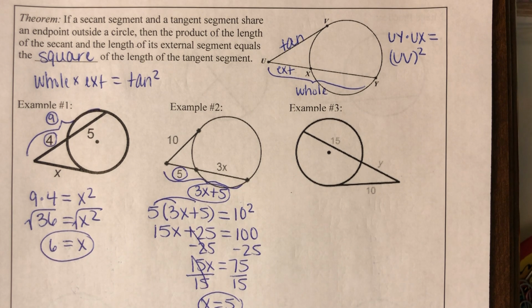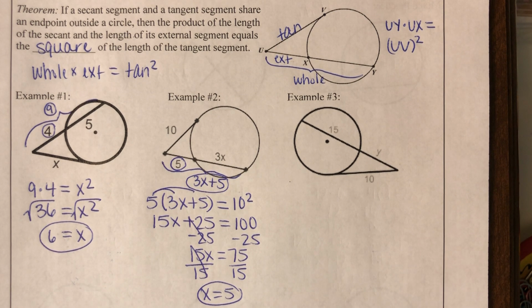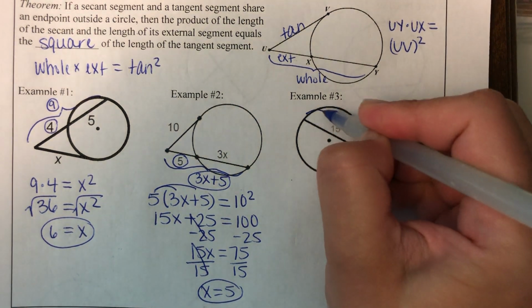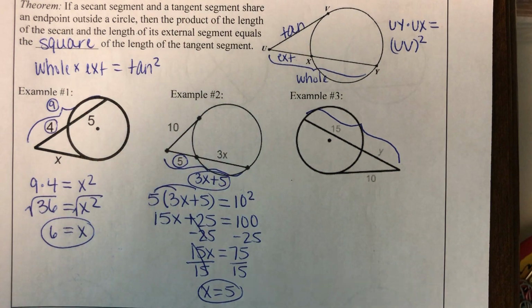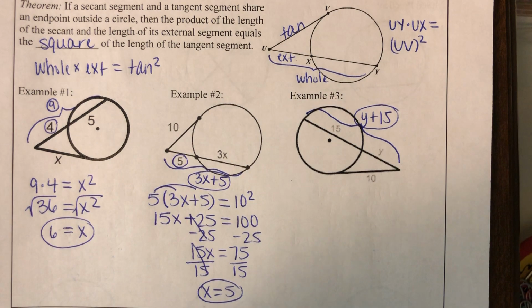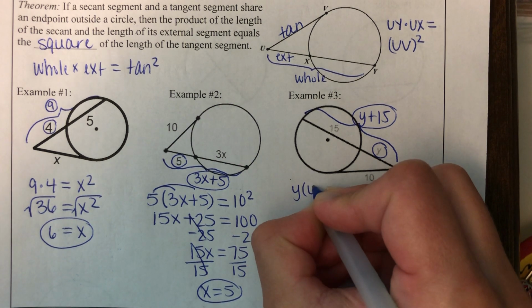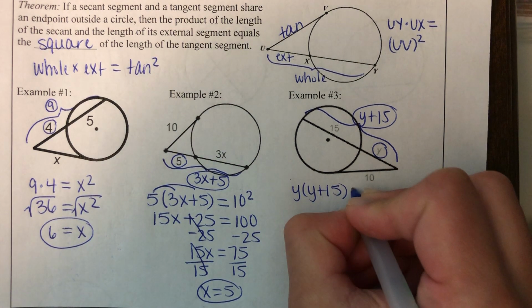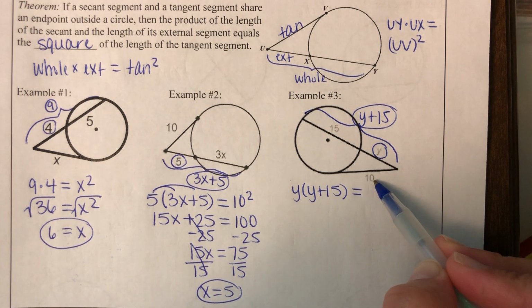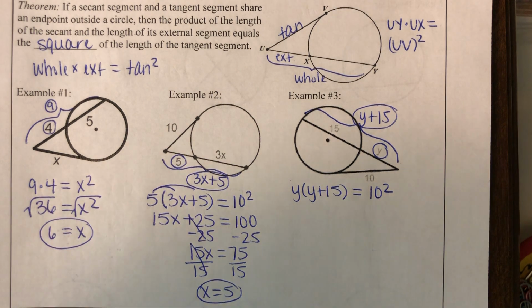All right, this last one is the hardest one. And we're going to have to remember how to factor from Algebra 1. I'll walk you through that. All right, so let's find our secant. Let's do our whole. The whole thing would be y plus 15. Its external piece is y. So I'm going to be doing y times y plus 15 equals, here's my tangent. My tangent happens to be 10 again. That will get squared.